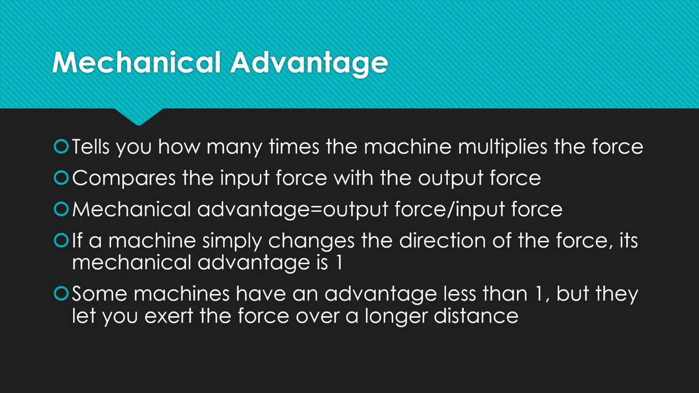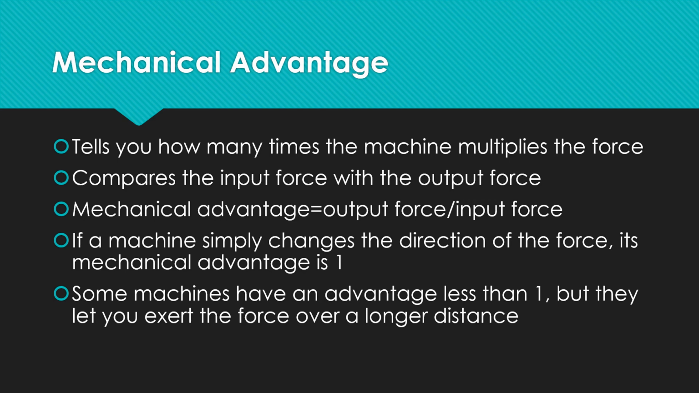Two equations here. One is mechanical advantage. So what this tells us is how many times the machine multiplies the force. So we're comparing input force to output force essentially. So the equation for this, which again you may want to write on your equation sheet right now, is mechanical advantage equals output force divided by input force.